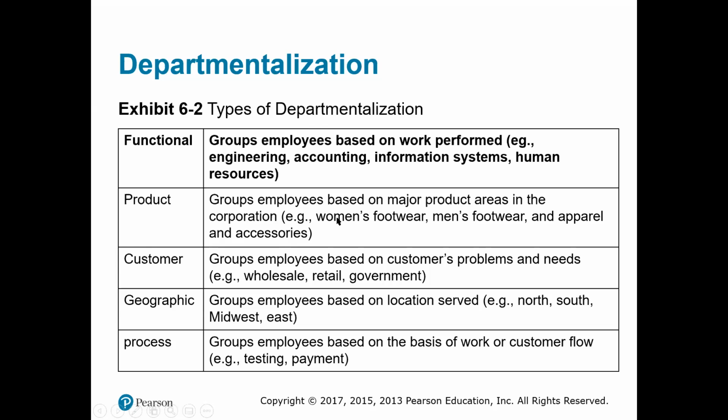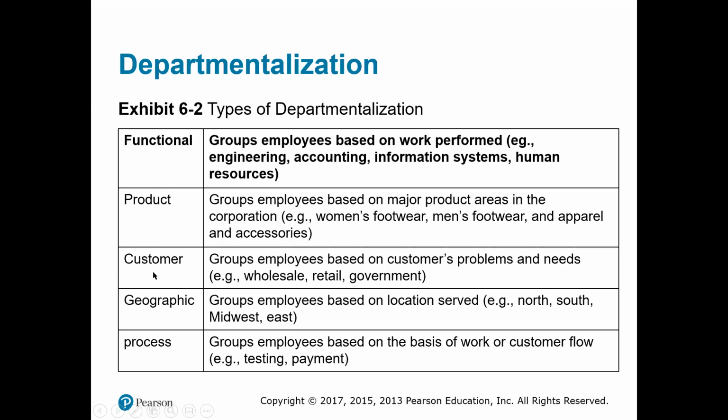The second way of looking at departmentalization, how do you make these departments? It can be based on number of product areas like women's footwear, men's footwear, apparel, and accessories. Each of that is a separate department because you have many product lines, you have many locations. So each can be a department because you're big, your operations are in many places. The departmentalization is based on product categories or product lines.